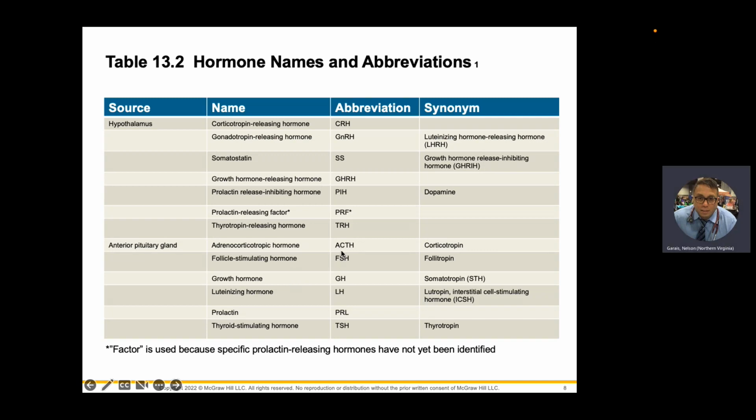That's ACTH, adrenocorticotropic hormone. It aids in cortisol release, which is from your adrenal gland, or the gland above your kidneys. FSH and LH deal with ovulation release in the female patient and sperm production in the male patient. Growth hormone, of course, is growth hormone.